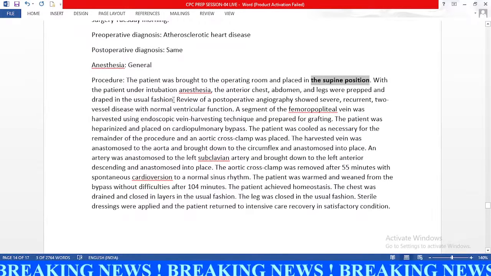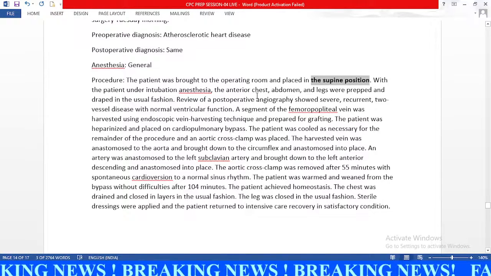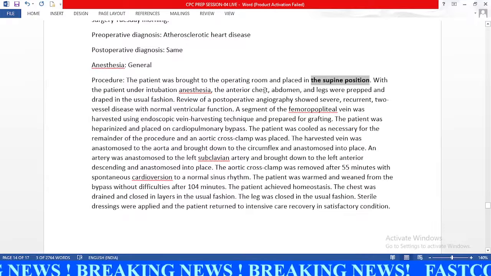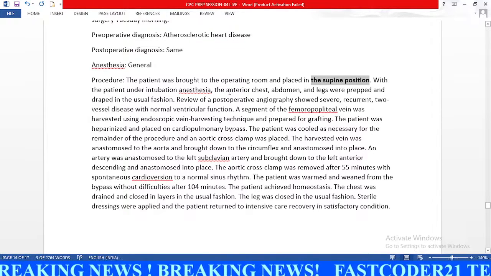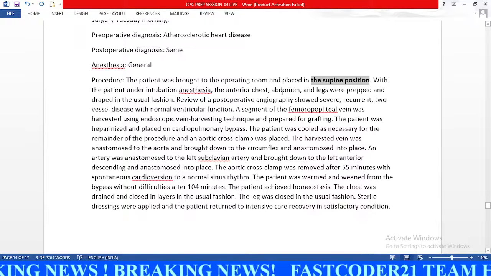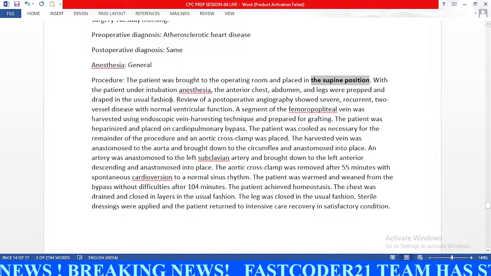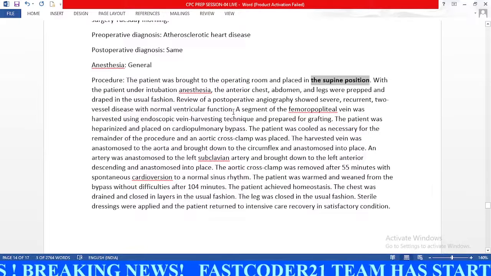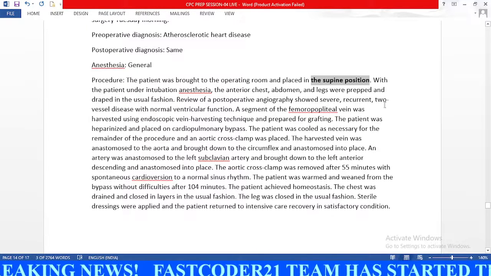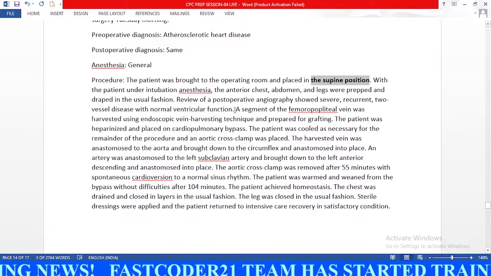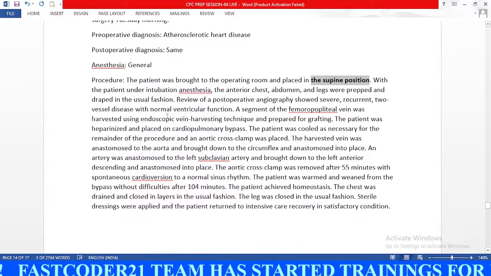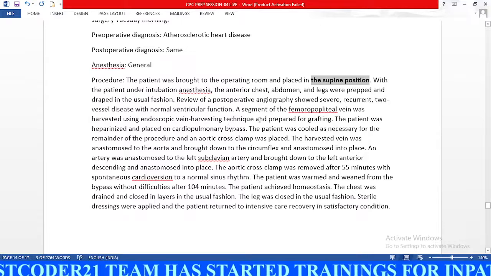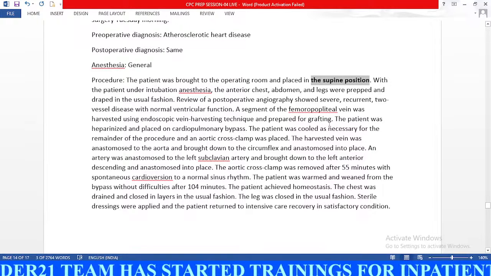So with the patient under intubation anesthesia, the anterior chest, see here, anterior chest means as the patient is in supine position, the physician is creating an incision on the anterior chest. Abdomen and legs were draped in the usual fashion. Review of postoperative angiography showed severe recurrent two-vessel disease with normal ventricular function. A segment of the femoral-popliteal vein was harvested using endoscopic vein harvesting technique and prepared for grafting.